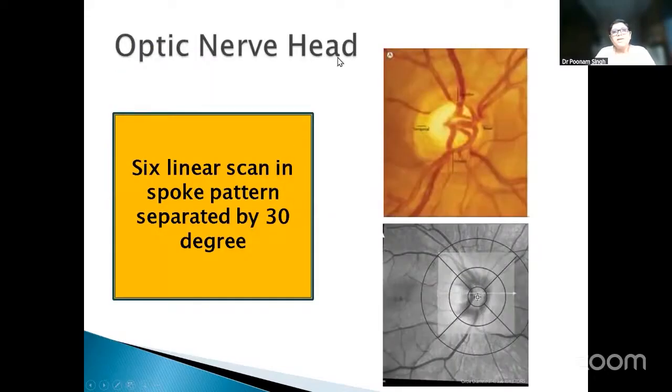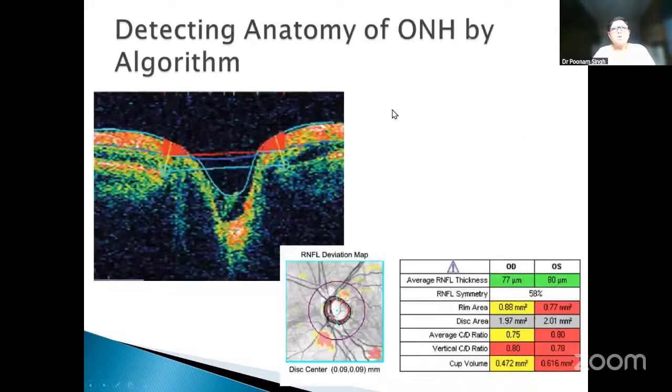Then we come to the optic nerve head scanning. Depending upon the type of machine, the previous machines used to give 6 linear scans, in a spoke-like pattern, separated by 30 degrees. These days, the machines have a concentric pattern also. The optic nerve head scan is actually giving us the volumetric changes happening at the level of the optic nerve, in the form of notching, cup disc ratio, and thinning of the neuroretinal rim. So, how do we detect the anatomy of the optic nerve head?